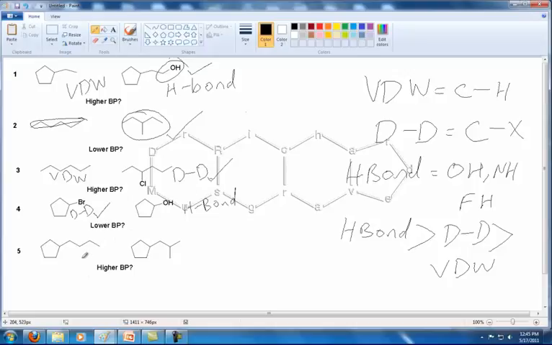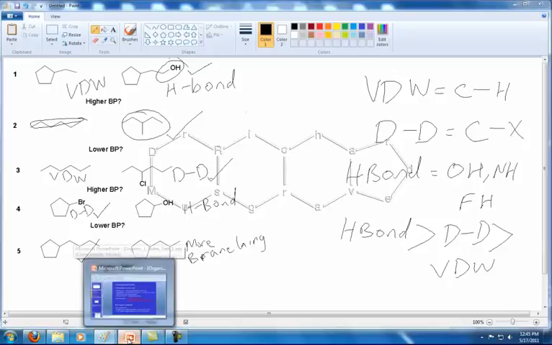On this one here, we've got a case where both contain some measure of branching, but this one has more branching. And therefore, the one that will have the higher boiling point will be the one with less branching, and that'll be that one.